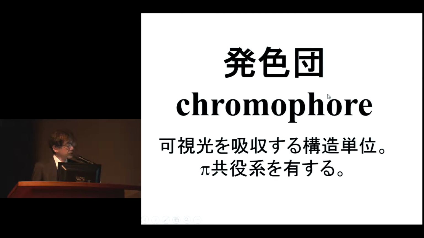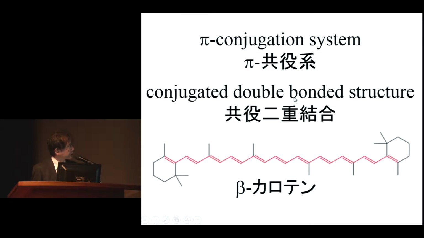And I'm going to use this term very often today: chromophore. It's a structural unit that absorbs visible light at a certain wavelength, and it is responsible for color. In most cases, a chromophore has a pi conjugation system, or conjugated double-bonded structure. As you can see here in the beta carotene structure, single and double bonds appear alternately, so that pi electrons can be delocalized over the compound. That's very important for interaction with visible light.